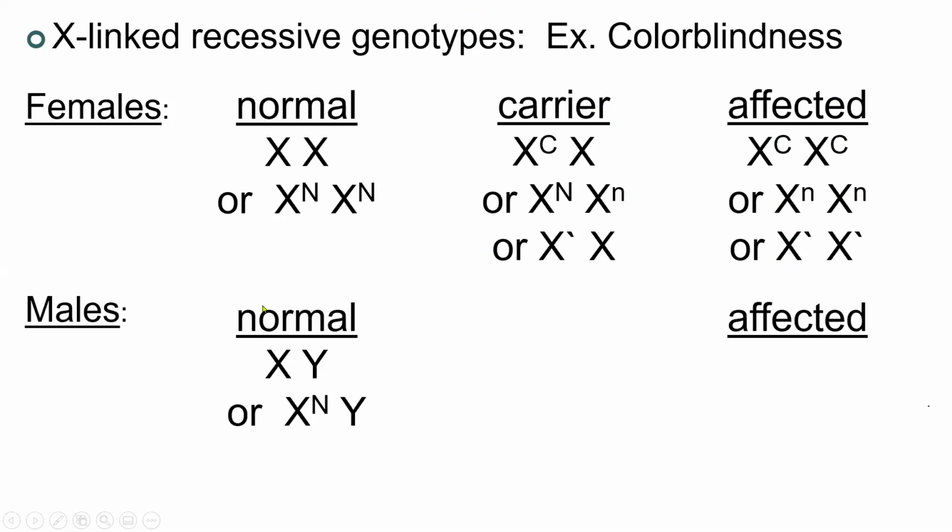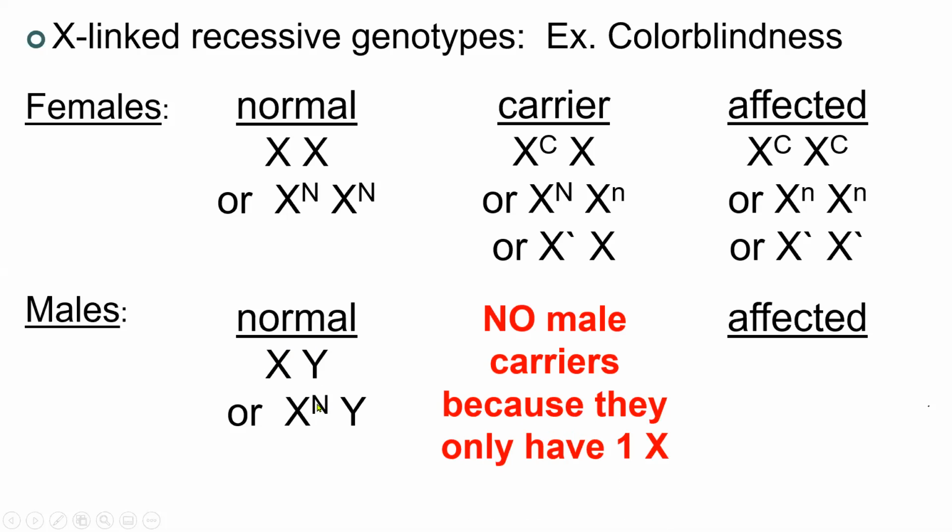Let's talk about males. A normal male, you could just write out plain old X and Y, and that clean X is like saying he has the normal X, not affected. Or you could give him the dominant allele, whatever letter you're using, we're using N here to show the dominant allele. There cannot be carriers in males. They only get 1 X, so there will be no carriers. There's no heterozygous form. If he has his X affected, he is going to show the trait.